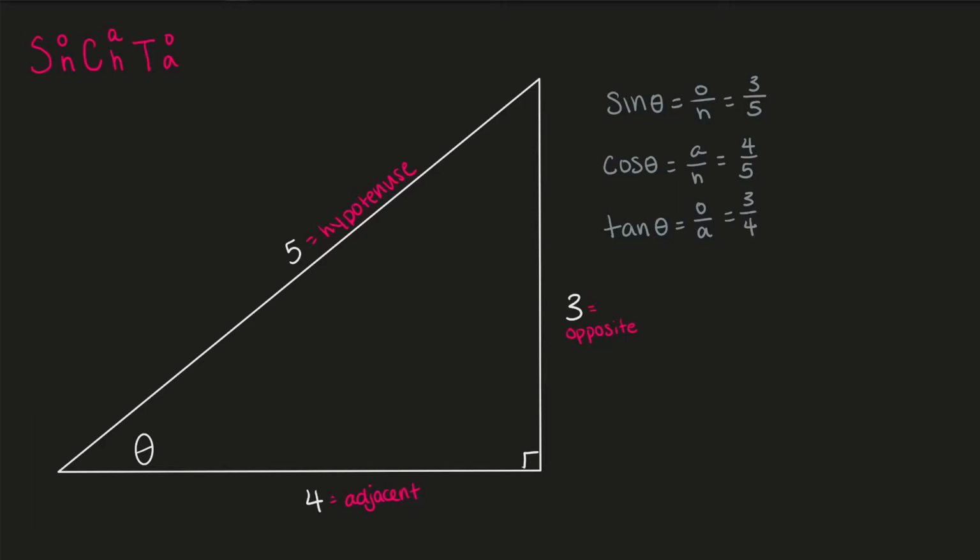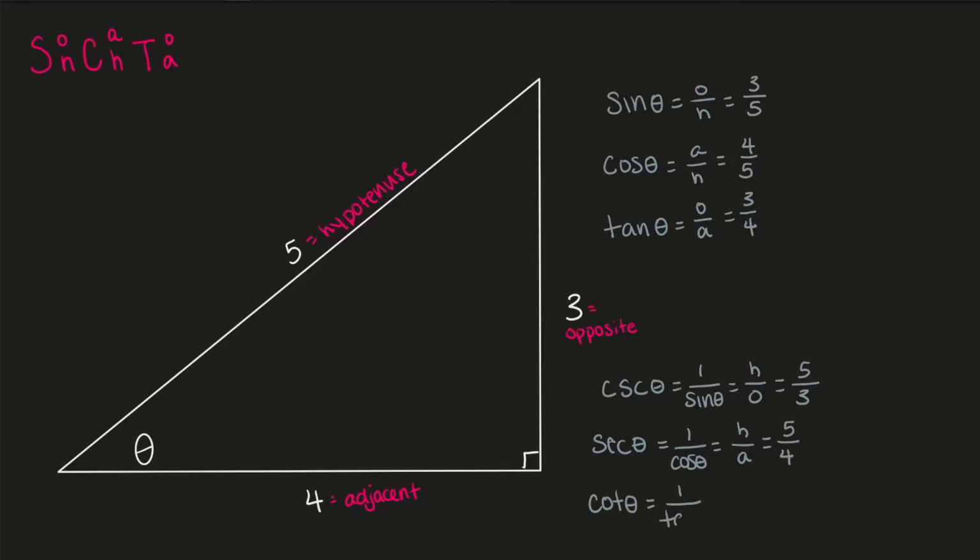Now let's find our cosecant, secant, and cotangent. Cosecant is the reciprocal of sine, or hypotenuse over opposite, which is 5 over 3. Secant is the reciprocal of cosine, which is hypotenuse over adjacent, which is 5 over 4. And cotangent is the reciprocal of tangent, which is adjacent over opposite, which is 4 over 3.